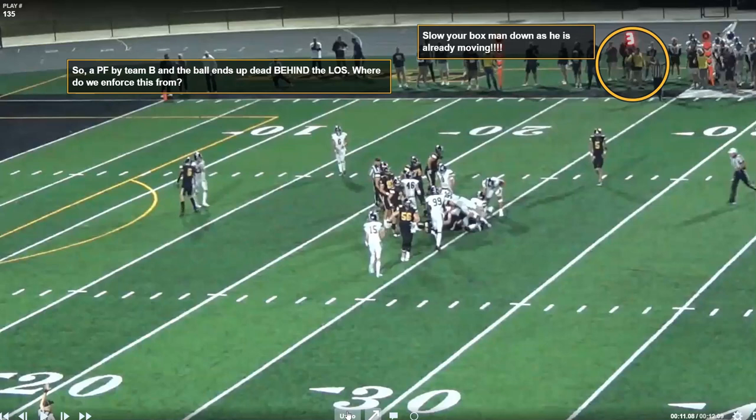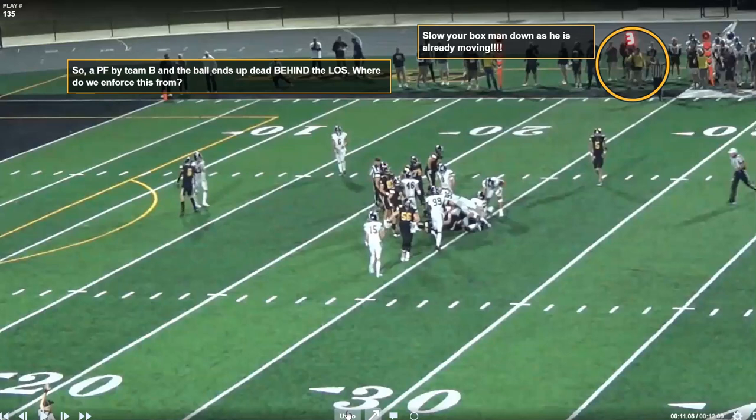So now, enforcement. Personal foul by Team B. The ball ends up behind the line of scrimmage. So where do we enforce that from? New rule, right? We're going to enforce this from the previous spot. So our box man is already starting to move, so we don't want that. We got a flag down. We want to have those quick whistles so they know, hey, don't move.